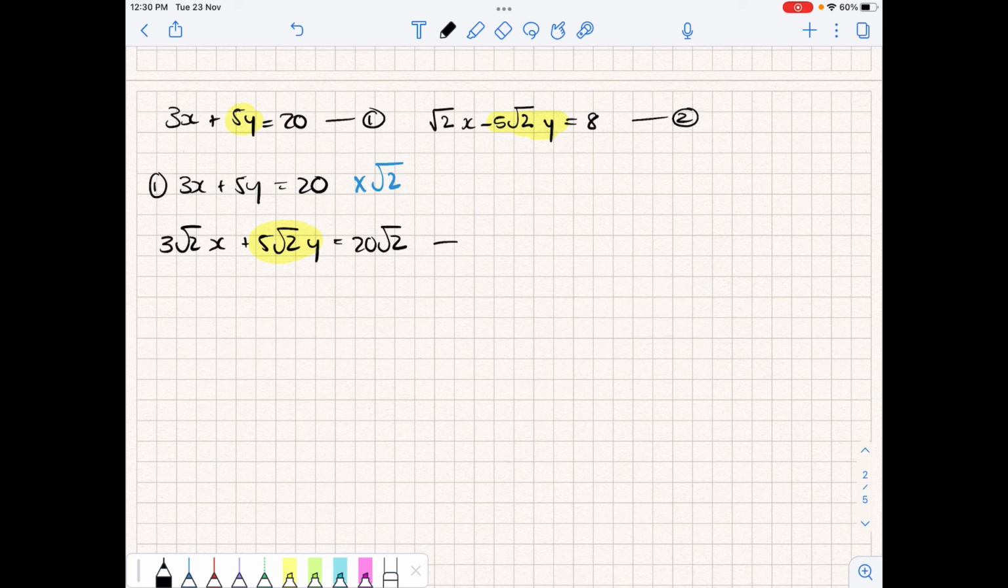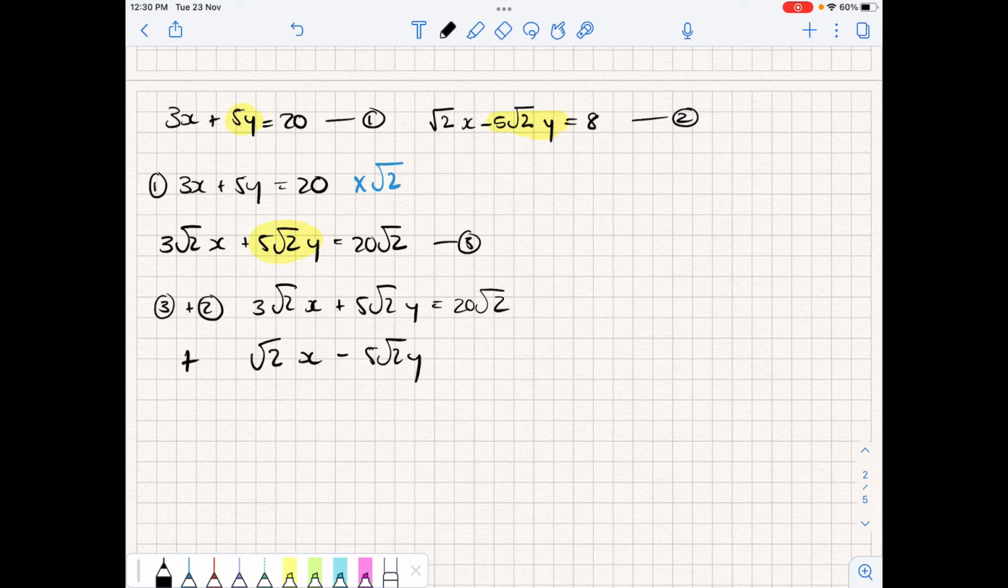Now, if we compare our coefficient in front of y in both equations, we'll notice that they are the same. So if I add these two equations together, equation 3 and equation 2 together, it's going to cancel out my y terms. So we'll say equation 3 plus equation 2. So let's go 3 square root 2x plus 5 square root 2y equal to 20 square root 2. And we're going to add that to square root 2x minus 5 square root 2y equal to 8.